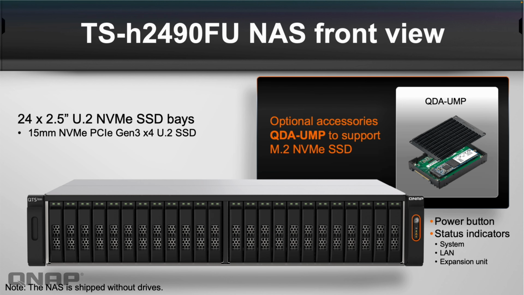So here's a front view of the NAS. Not much to do up here, just a few status lights and a power button, but you've got the 24 hot swap bays there. So this NAS can have 24 U.2 Gen 3 x4 NVMe drives up front as well. So very capable, lots of capacity if you need it.